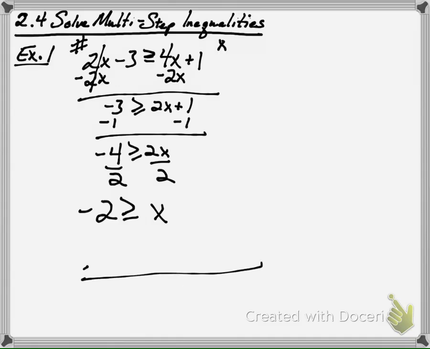Let's say I wanted to graph this also, because why not? Graphing is so much more fun, gives us a nice visual representation. I'm going to put a closed circle on my negative 2 because the x is also equal to negative 2, and I'm going to shade to the left because my x's are less than negative 2, and the numbers that are less than negative 2 go to the left.